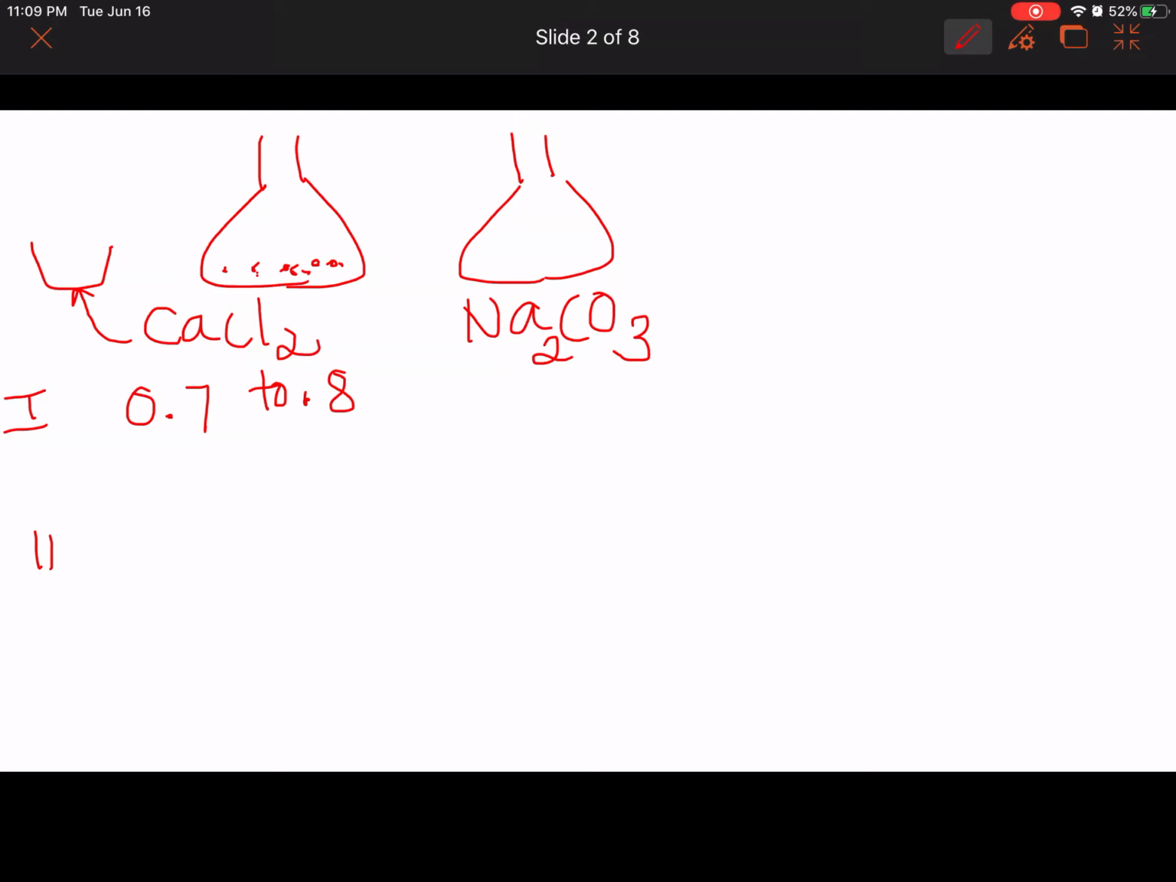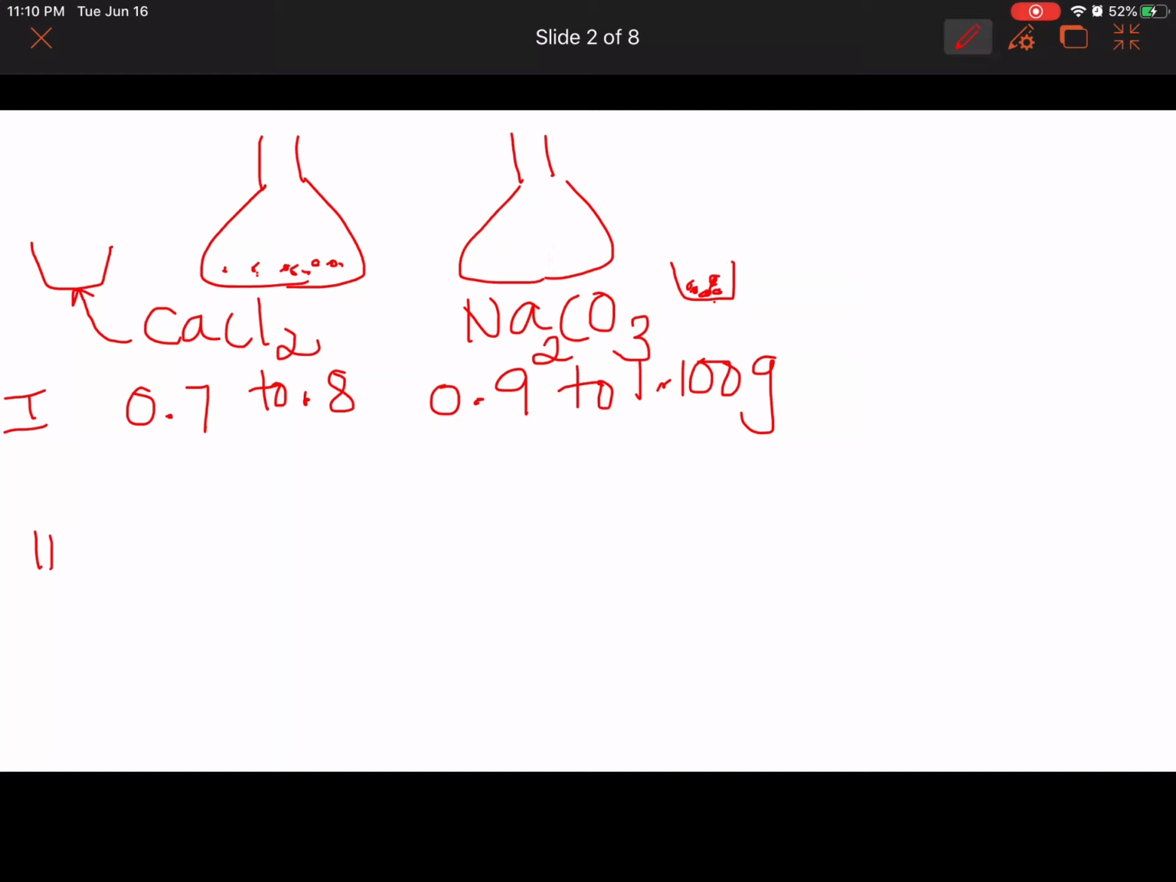Similarly, you're going to measure the sodium carbonate, and the amount of sodium carbonate is going to be 0.9 to 1.1 grams. You take another weigh boat, put your sodium carbonate here, measure that amount, and then pour that into the second flask.